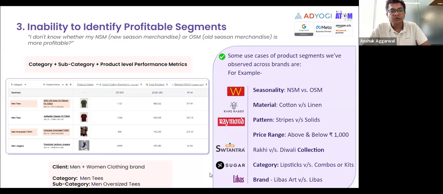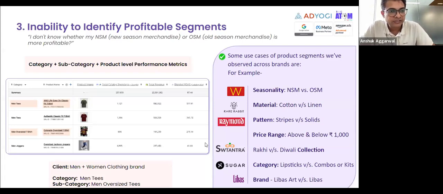We have usually seen combos and kits tend to be much more profitable than individual categories. Or you may also want to see it sub-brand wise. Like for example, Libas has a collection, Libas Art. They might want to see how their Libas Art collection is doing in terms of profitability compared to other collections. So the key callout here being that profitability at a category level is of course important, but cohort level profitability actually helps in merchandising a lot. If today we figure out that our striped shirts are more P&L positive compared to solids, then maybe that's a great input for the merchandising team.